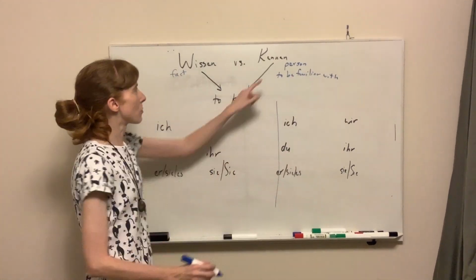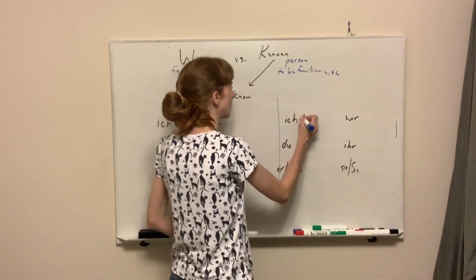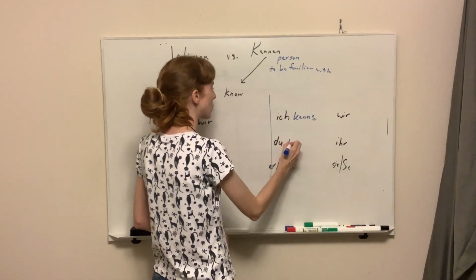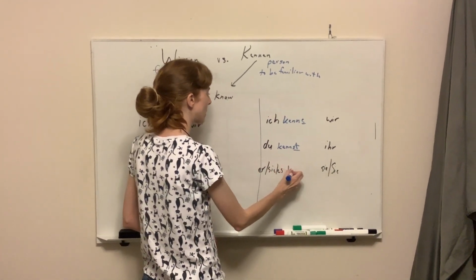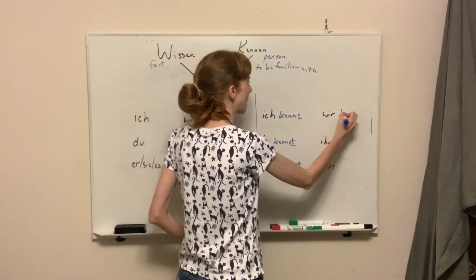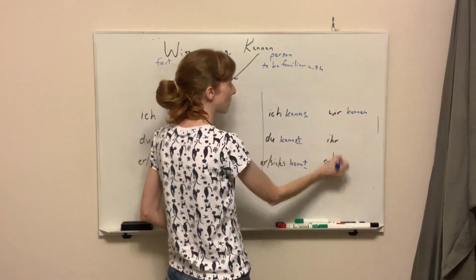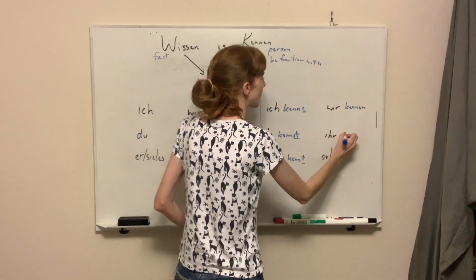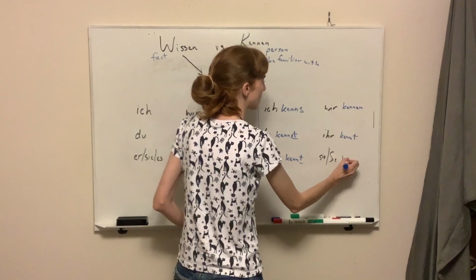So I'm going to start with kennen. That was just normal, regular old normal conjugation. Ich kenne. We have our regular endings there. Du kennst. Er, sie, es kennt. Regular T ending. Wir kennen. Because we always do wir und Sie, the same as the infinitive. Ihr kennt. And sie und Sie kennen.